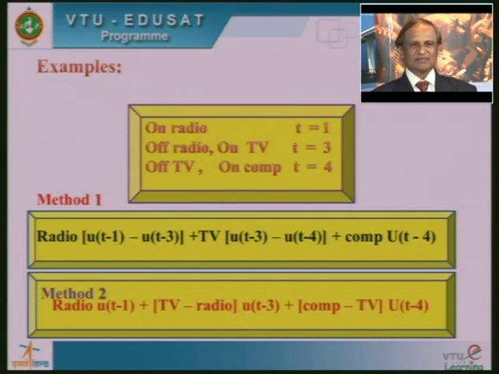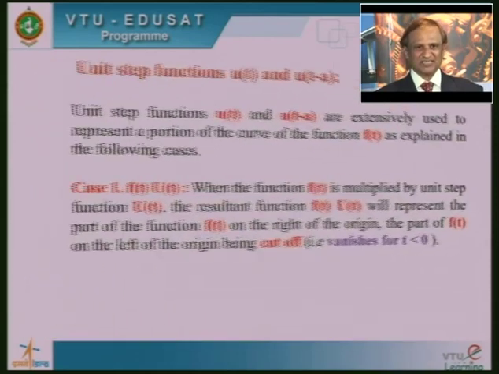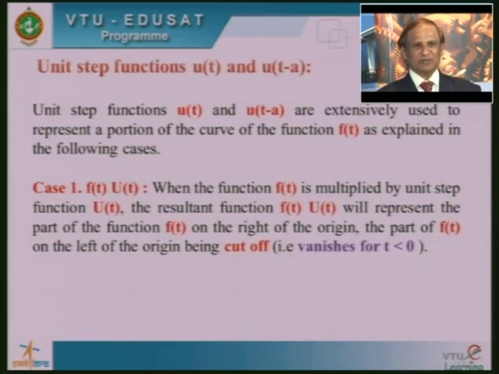So you can replace radio, television, and computer by any three functions. For example, radio can be replaced by f1 of t at t is equal to 1, and television can be written as f2 of t at t is equal to 3, computer by f3. So like that you can define f1, f2, f3. It means a single function can be split into three parts, more than one part.